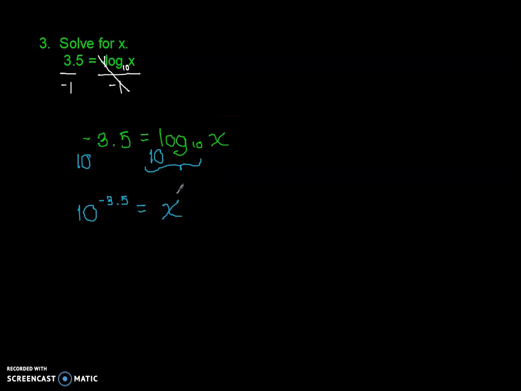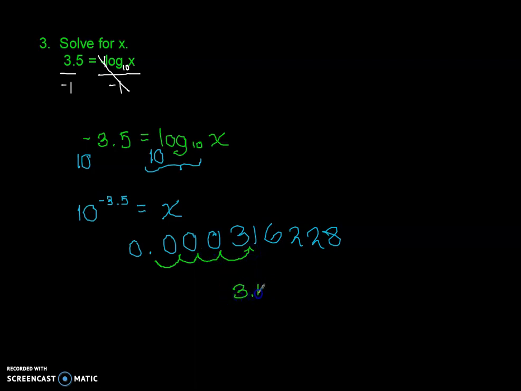So we have 10 to the negative 3.5 power, and that will give me 0.000316228. I'm obviously not going to leave it this way, but I wanted to make sure that scientific notation is noted in case you don't remember. We're going to move this decimal 1, 2, 3, 4 times. So this becomes 3.16 times 10 to the negative fourth, because I moved it 4 times.